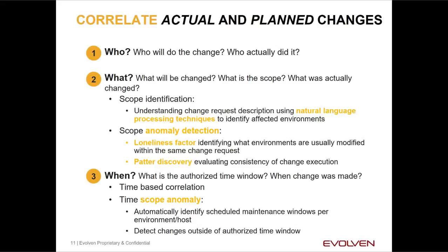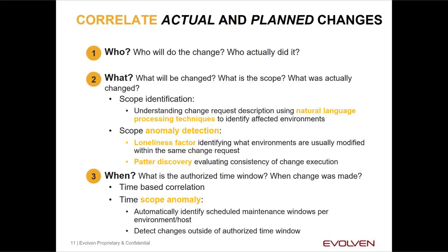So the first thing is, who's going to do the change and who actually did it? Is it manual? Do we have a release automation tool that's doing this? This is one of the first things we want to correlate because that applies different risk. What's going to be changed? What's the scope? What actually changed?